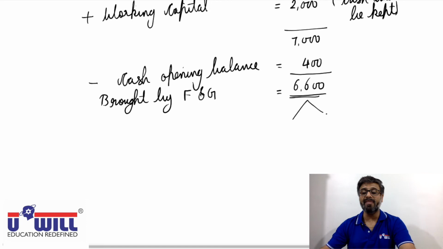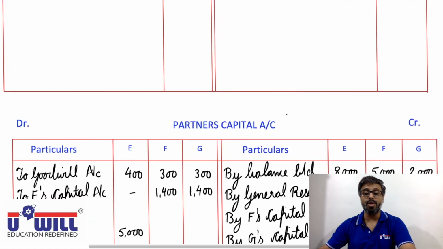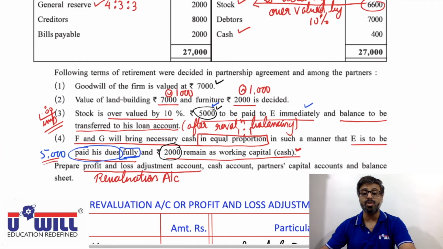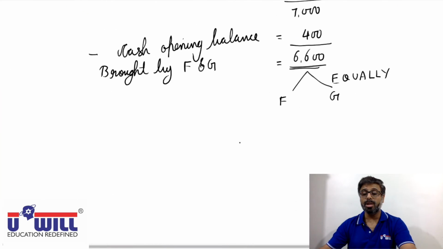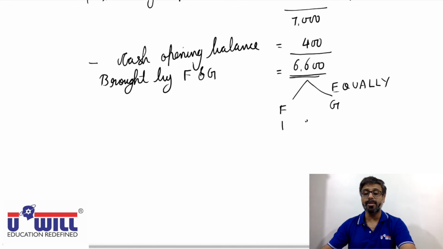Now, how are F and G going to bring that? Equally, as given in the last adjustment. You all can see here equal proportion 1:1. F and G will bring necessary cash in equal proportion. So 3,300, 3,300. Okay, 6,600's half. What amount will F and G bring equally? 3,300. F will bring 3,300.